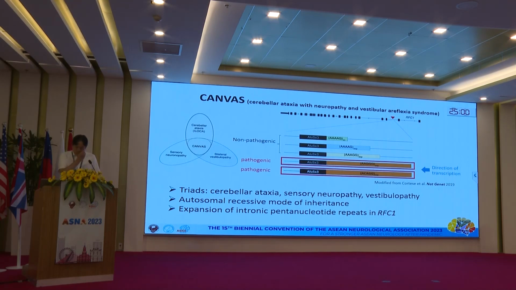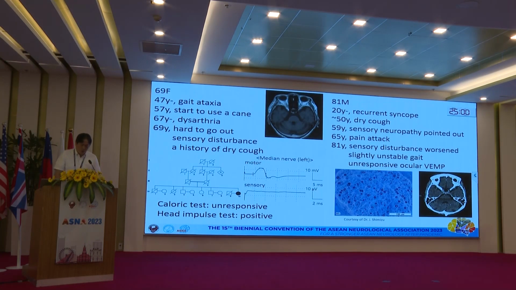The cause of the disease is expansion of intronic pentanucleotide repeats in RFC1. In this disease, the repeat sequence is very important. Normally, we can find AAAG or AAAGG repeats in normal subjects. But in patients, AAGGG or ACAGG repeat sequences are present. So I will present two patients.